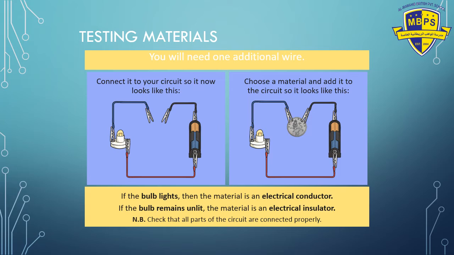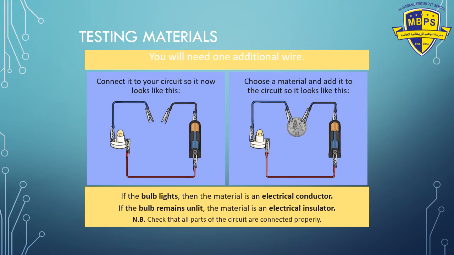If it lights up, the coin is an electrical conductor, because current from the battery is going into the bulb, from the bulb it is going into the coin, and from the coin it is going back to the battery. So it's like a complete circle here. So it's an electrical conductor.